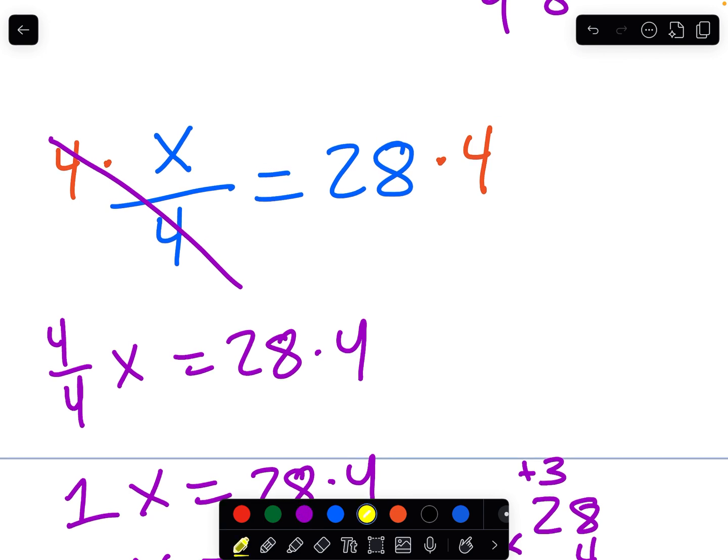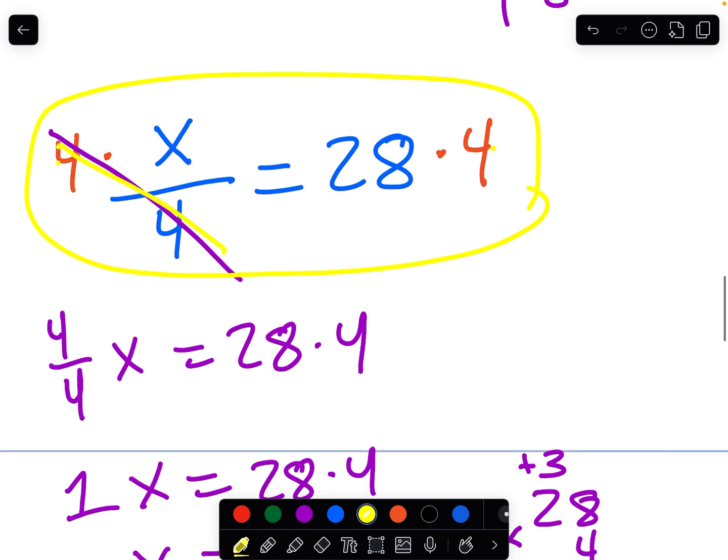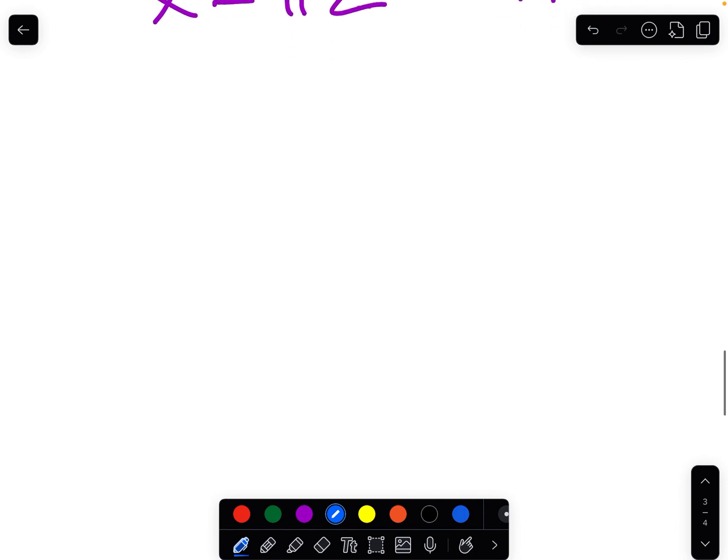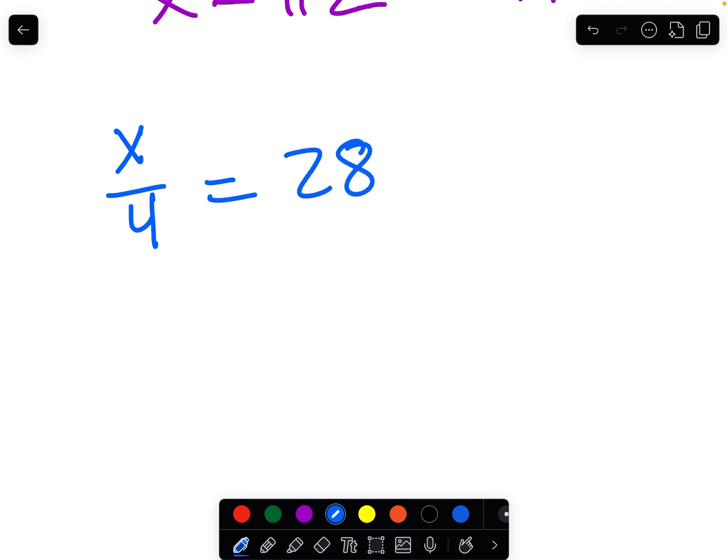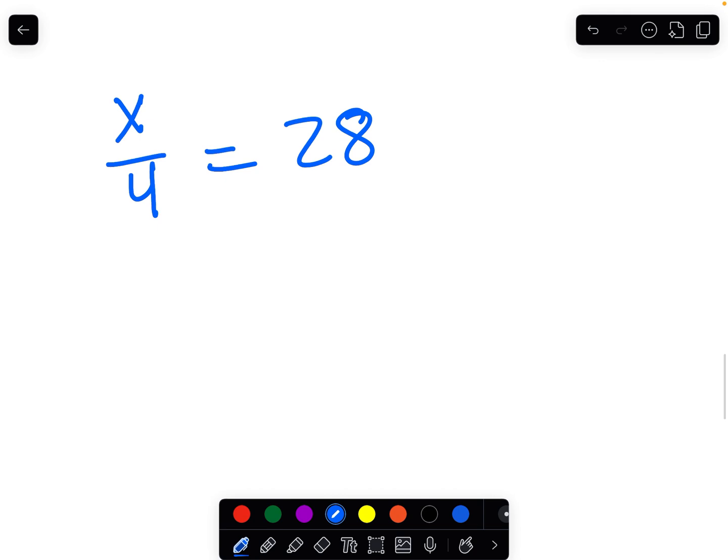And I want to just comment about this, that some students get confused as to why when I multiply 4 by x over 4, these cancel each other out. And so if we want to get into a deeper understanding of it, let me show it to you this way. X over 4, let me write out the equation again. X over 4 equals 28. Another way to think about multiplying x over 4 is we're going to multiply both sides by 4, which is the same as 4 over 1.